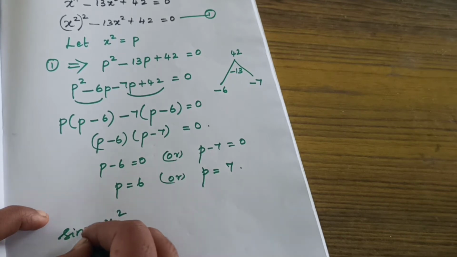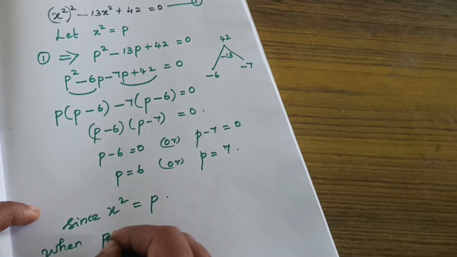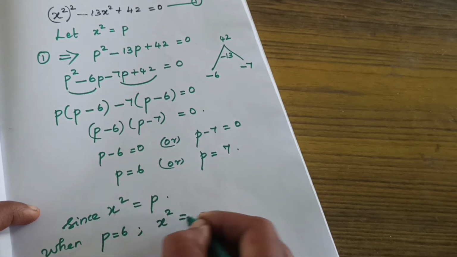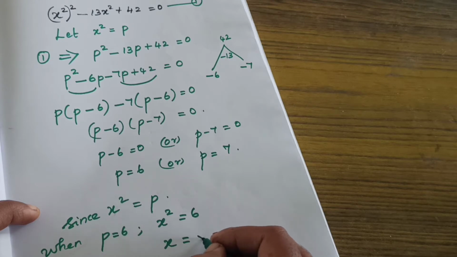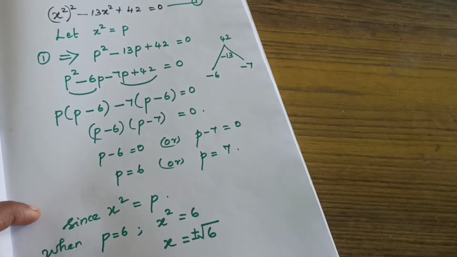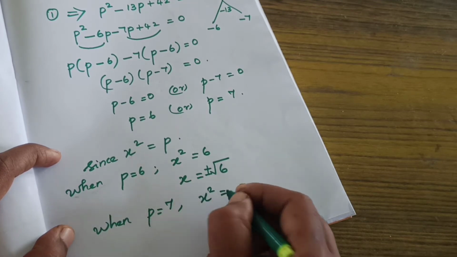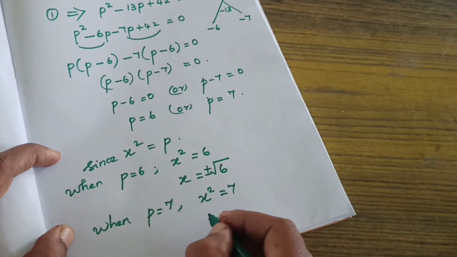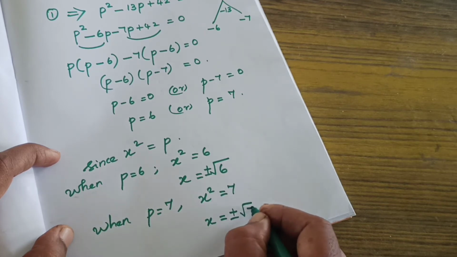Since x square equal to p, when p equal to 6, x square equal to 6, x equal to square root of 6. That means since it is a square, two values will come, so plus or minus root 6. In the same way, when p equal to 7, x square equal to 7, x equal to two values will come because it is a square, so plus or minus root 7.